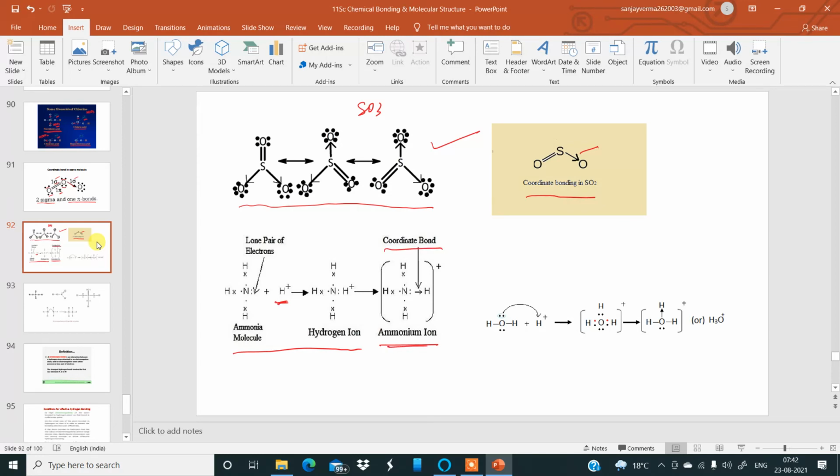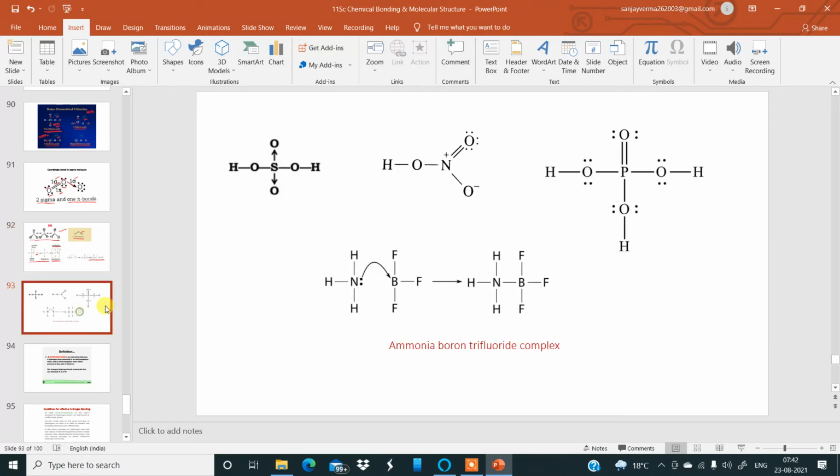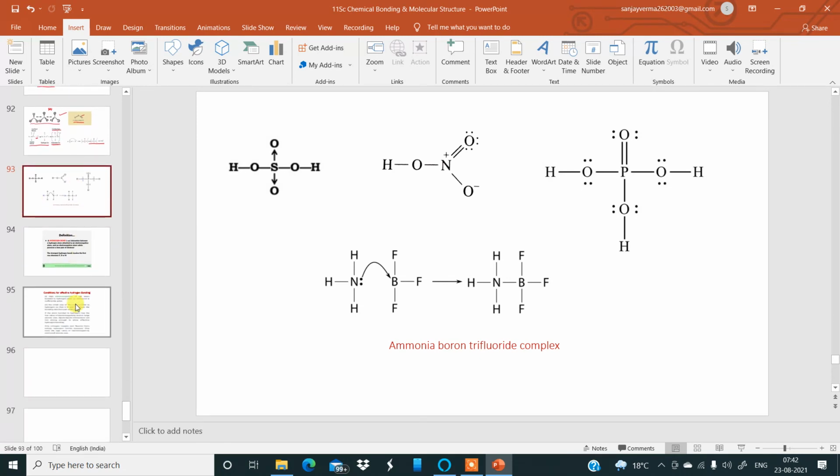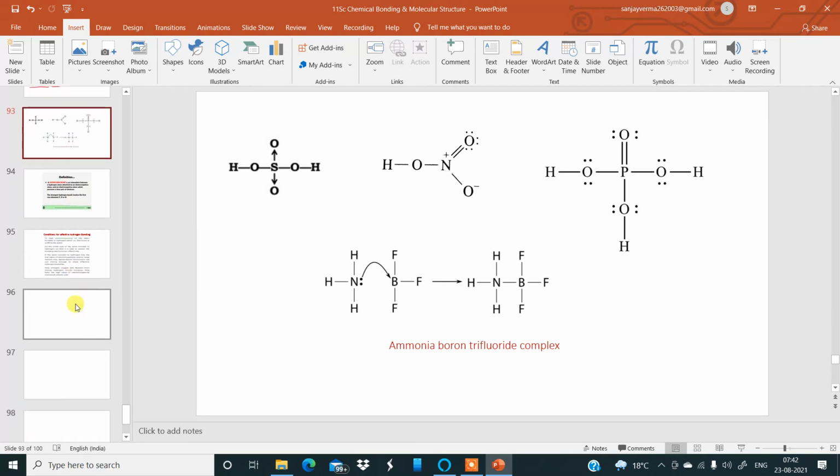The next one is formation of hydronium ion, with a coordinate bond over here. So these examples you should be able to draw when it is asked in the examination. Now, moving to our next slide, on your screen you can see some examples of molecules where there is a coordinate bond.